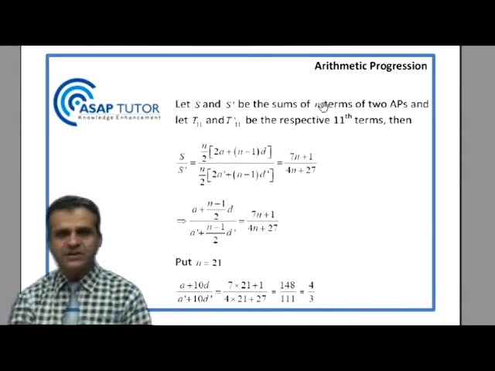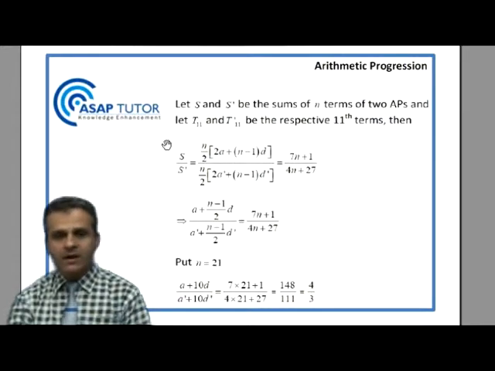Now let S and S dash be the sum of n terms of the two APs, and T11 and T11 dash be the respective 11th terms. Now according to the question, the ratio of the sums is (7n plus 1) by (4n plus 27). So therefore S will be n by 2 into (2a plus (n minus 1) into d), and similarly S dash will be n by 2 into this.